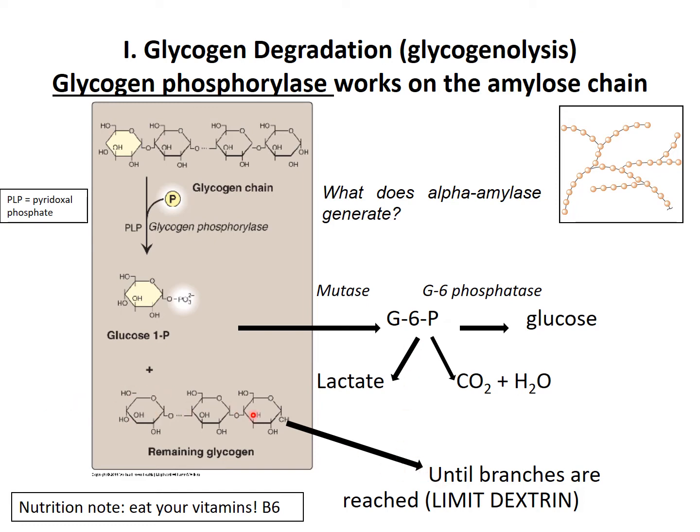Now, this enzyme is working on the amylose chain until we reach the branch points. If there were no other enzyme to help us, we would just be able to take off a couple of glucose molecules until we reach the branch point, and then phosphorylase would stop there and we would be doomed. The glycogen cannot be fully utilized. Now, one more point. Phosphorylase needs vitamin B6. So B6, pyridoxal phosphate, is important to be taken up.